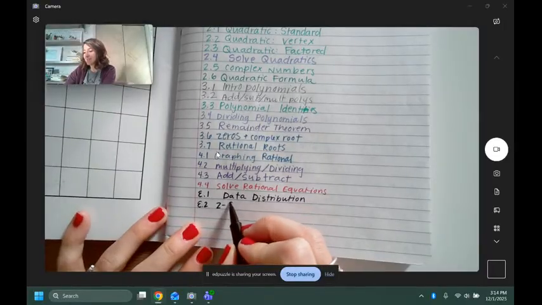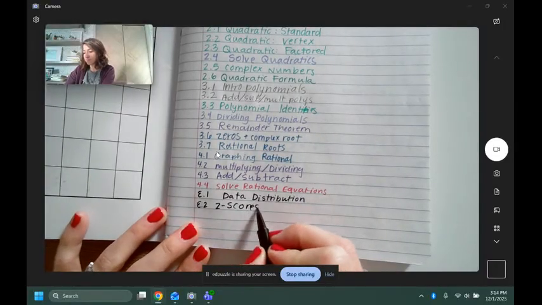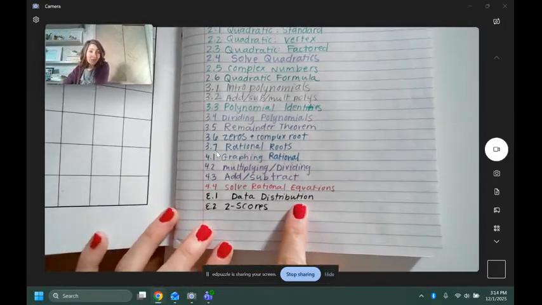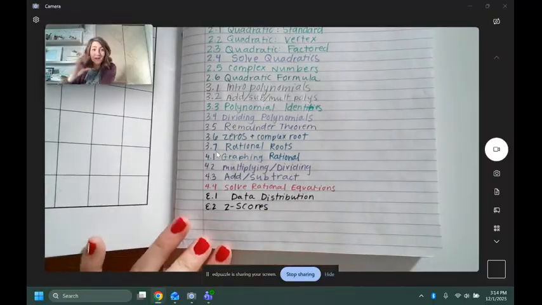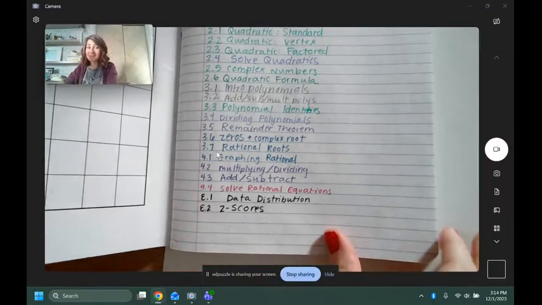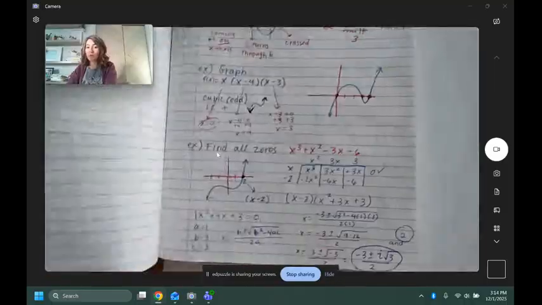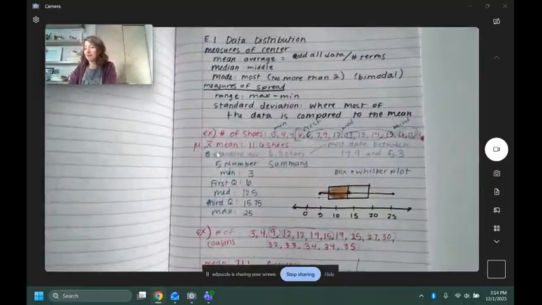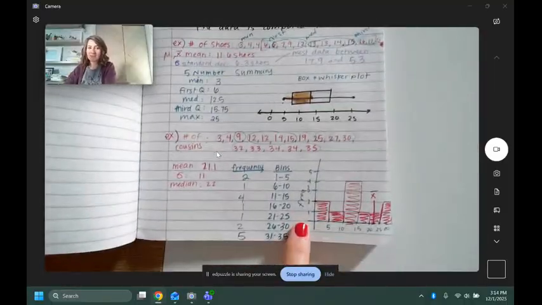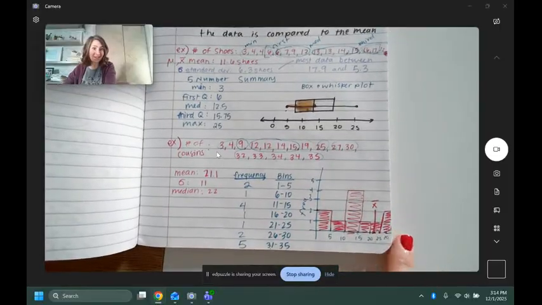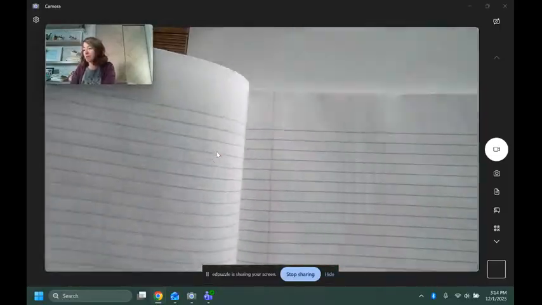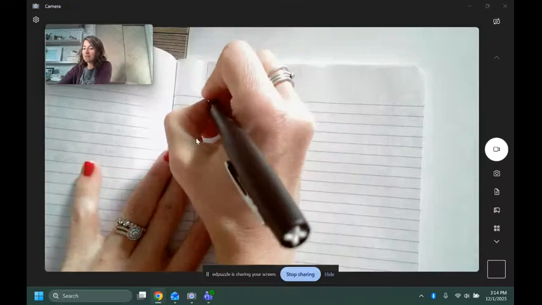This is Z scores. So continuing from what we talked about last lesson, my data distribution, but specifically only with the normal distribution. So the ones that have the shape that the data kind of follows, goes up and then back down with my histograms. This is E2.